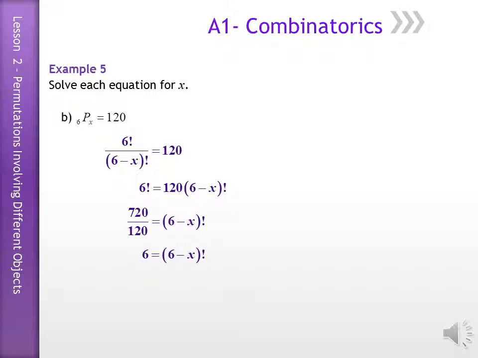So I'm going to rewrite 6 as 3 factorial. We still have 6 minus x factorial on the other side. But because we have a factorial on each side of the equation, we can now cancel those out. So the 3 has to equal 6 minus x. And then doing the algebra, we would find that our answer would be x equals 3.